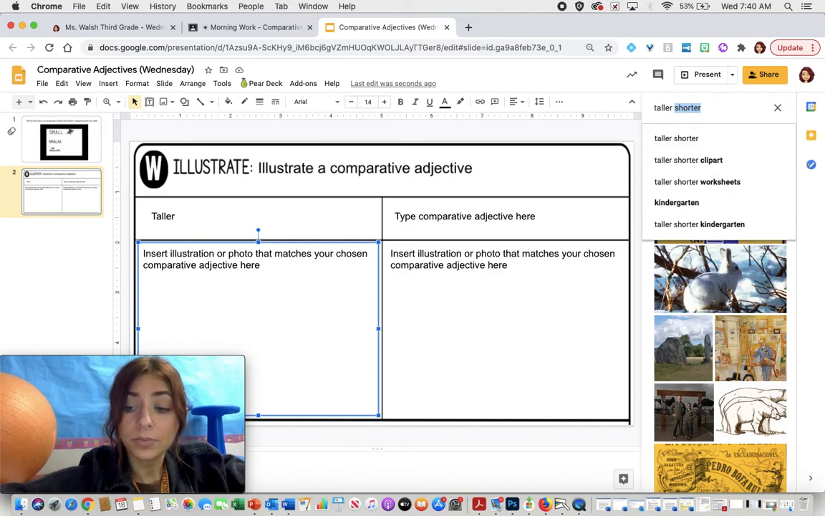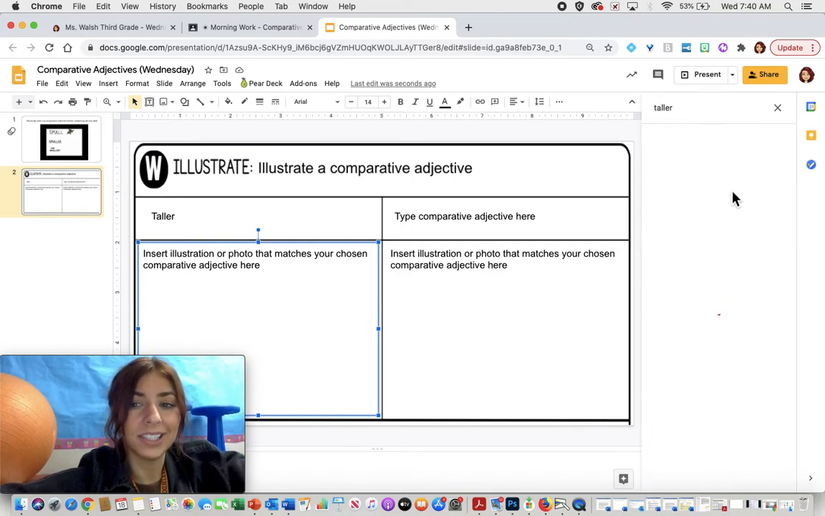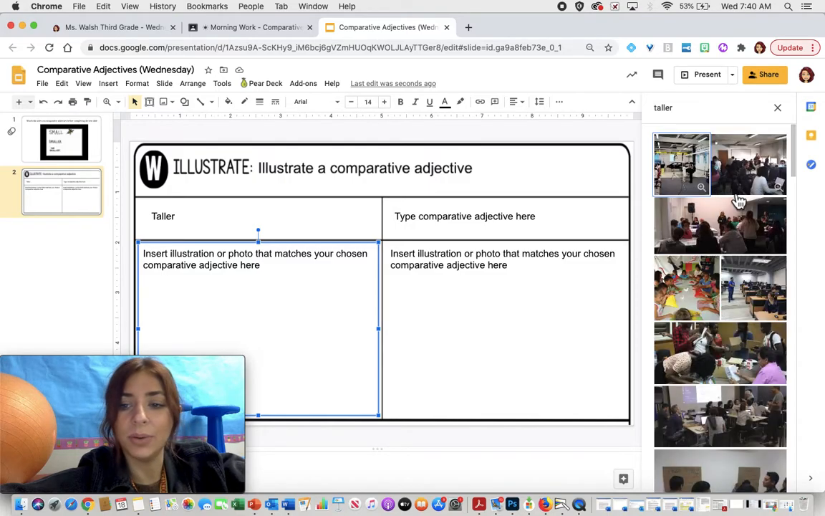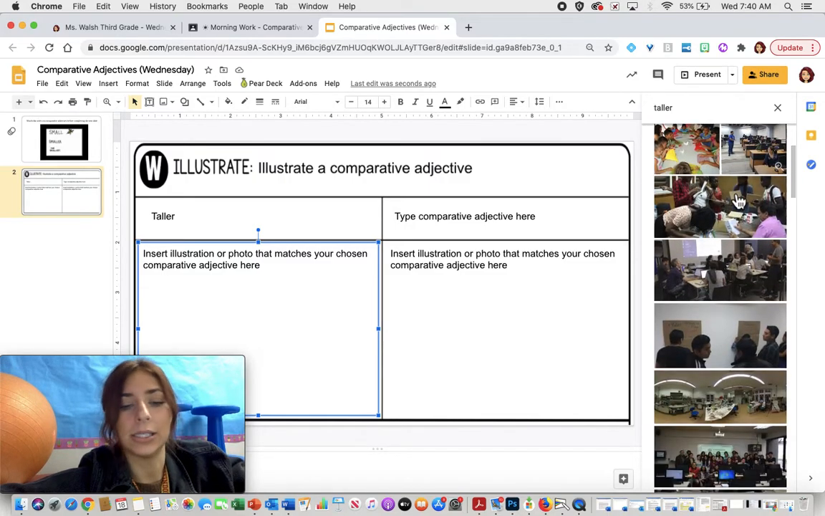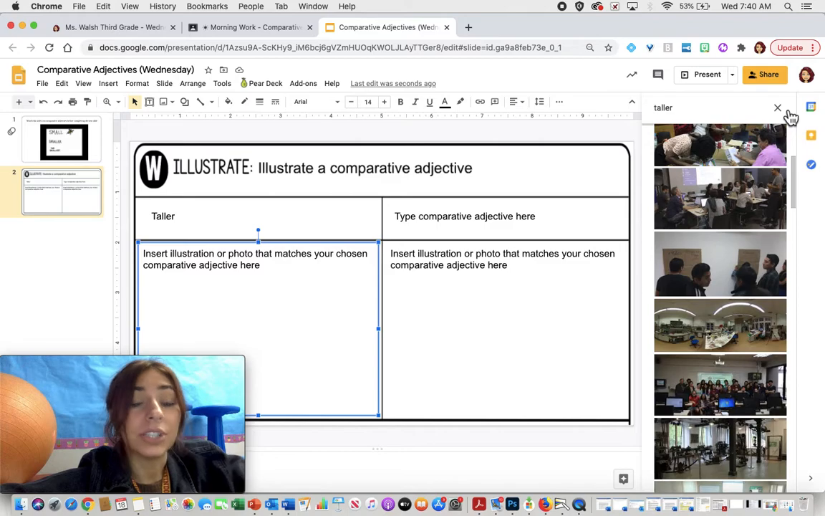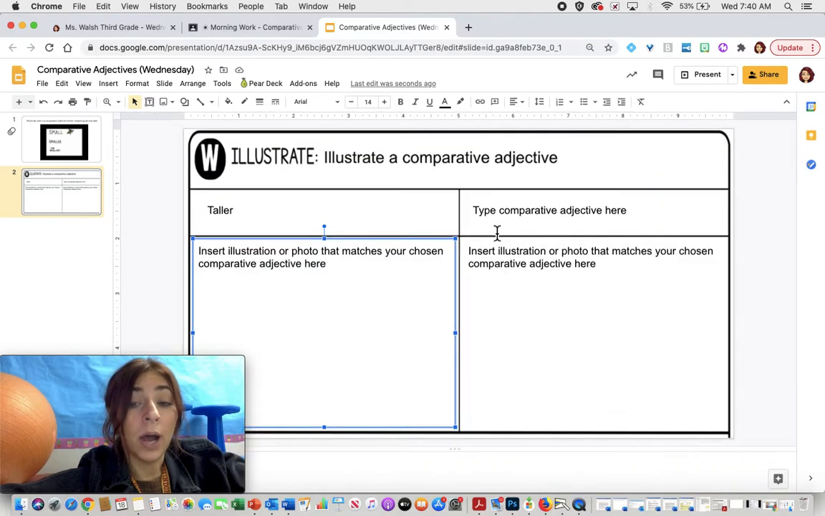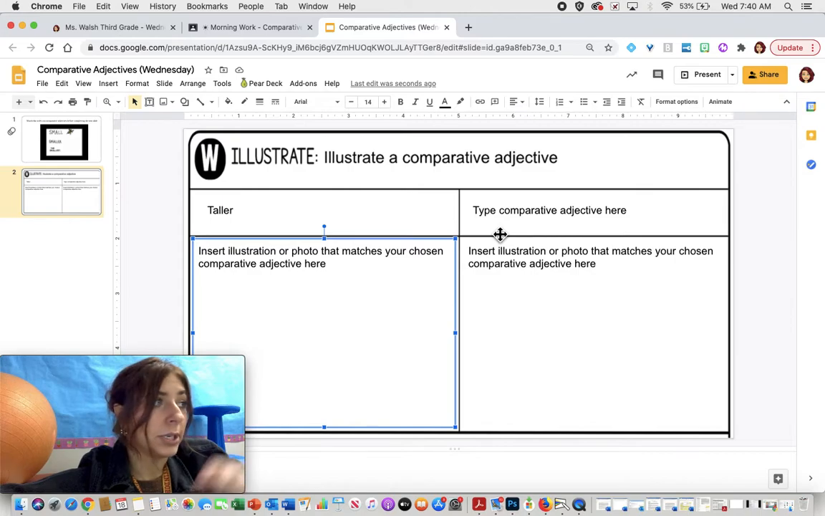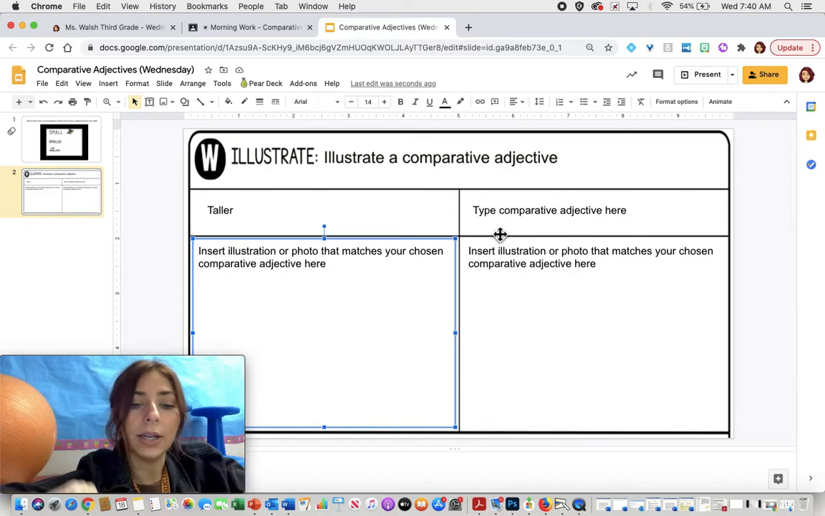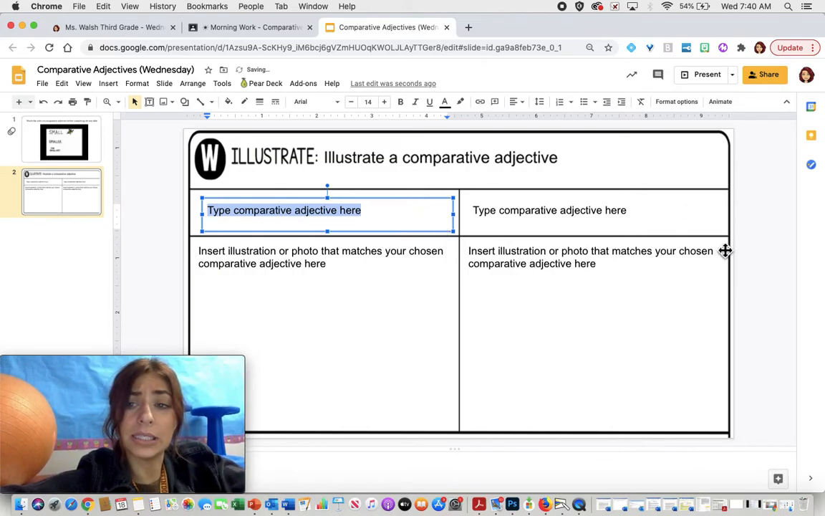That is something to keep in mind, because maybe you're not going to find something that would work. You can see it's just a bunch of people, so just be really flexible with it. Now I know I'm not really finding pictures that are going to help me, so I'm just going to draw a picture. Maybe I'll draw a picture of my sister and I, because I'm a little bit taller, and I'll insert that in there. So again, just be flexible with this assignment as well.